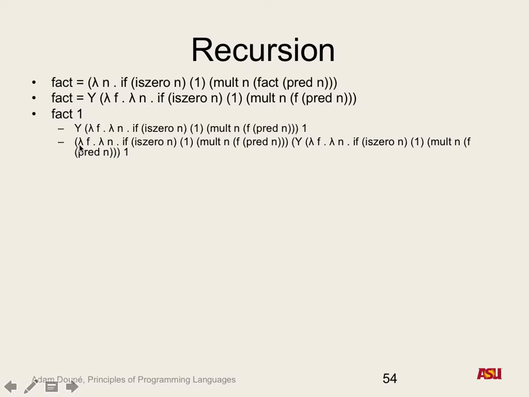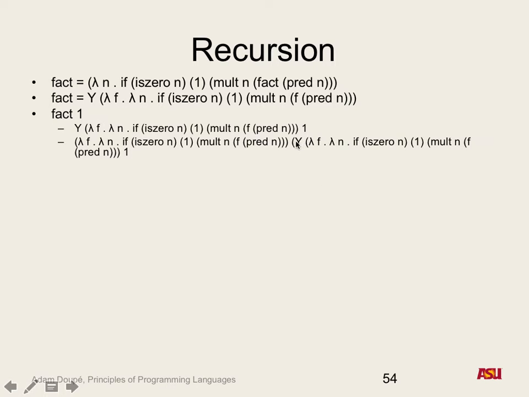Let's see if that's right. Lambda f dot lambda n dot if is-zero n 1 multiply n f predecessor of n. So this is foo. In this case, we have foo applied to (Y foo), all that applied to 1. Good. So that's just doing the Y combinator operation once. Okay, now I know where we're going with this.